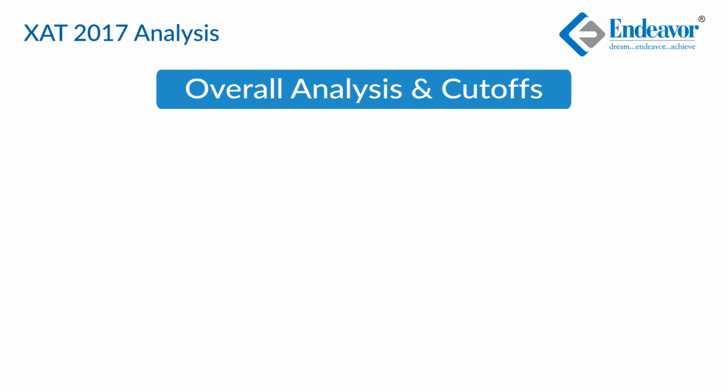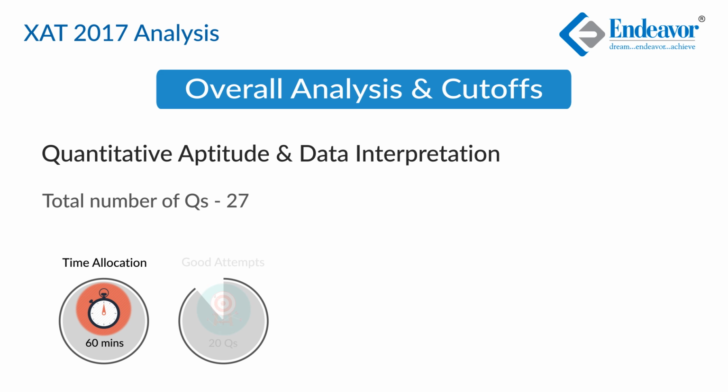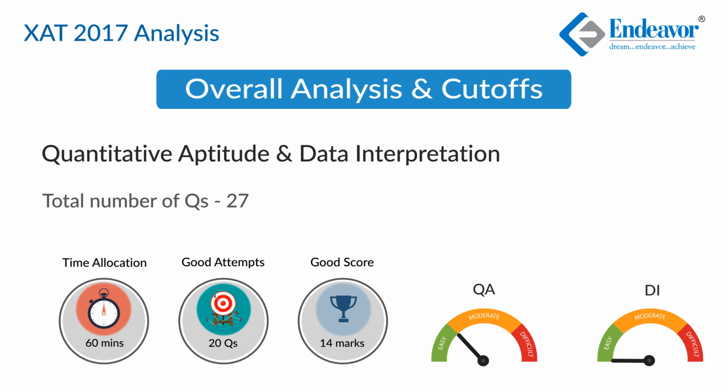The overall analysis of the paper: the first section, quant and DI, had 27 questions in it, and the suggested time is 60 minutes. Good attempts can be considered to be 20, and a good score in this section can be 14, which can be equivalent to a 98 percentile. The level of difficulty for this section, we can break down into quant and DI, where quant was easy to moderate and DI was moderate to difficult.